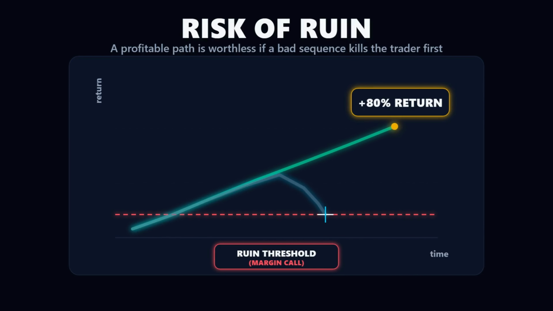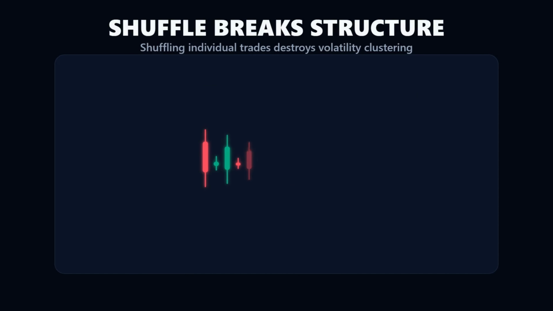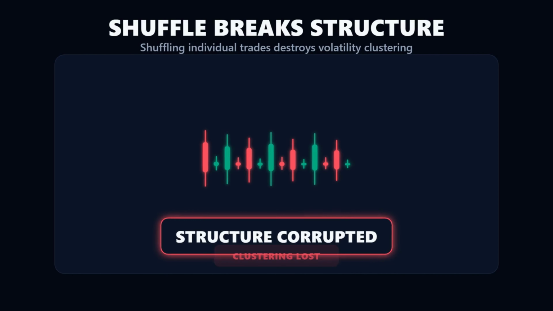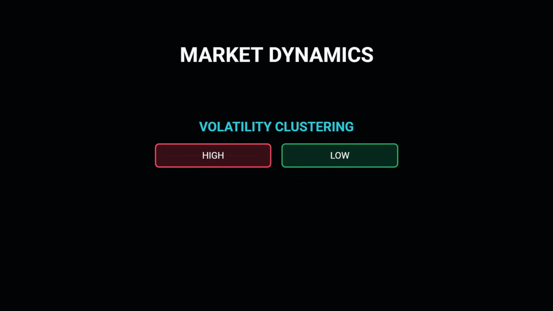Now at this point, Monte Carlo already sounds extremely powerful, but there is one major problem. Simple Monte Carlo destroys market structure, because when you randomly shuffle individual trades, you remove something that is extremely important in financial markets, and that is clustering. For example, volatility does not randomly appear for one candle and disappear immediately. High volatility usually follows high volatility. Low volatility usually follows low volatility. This is called volatility clustering.